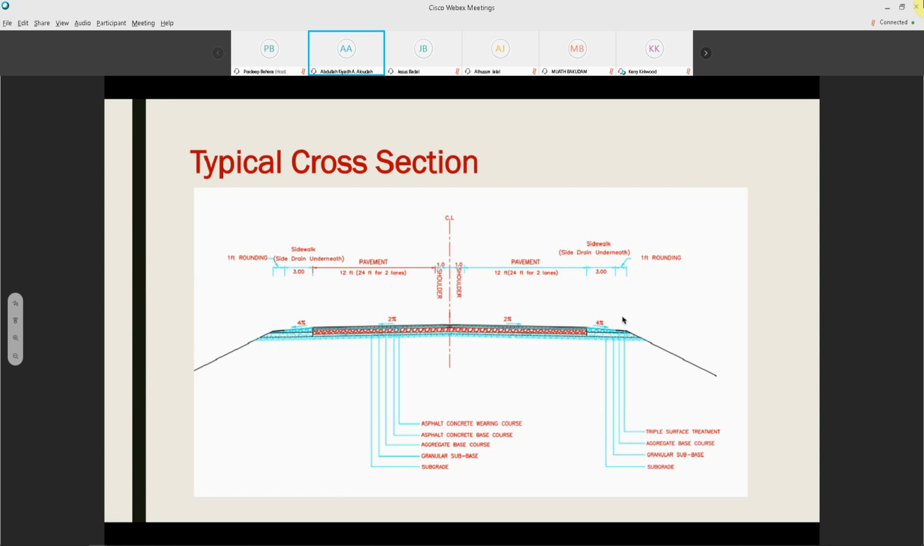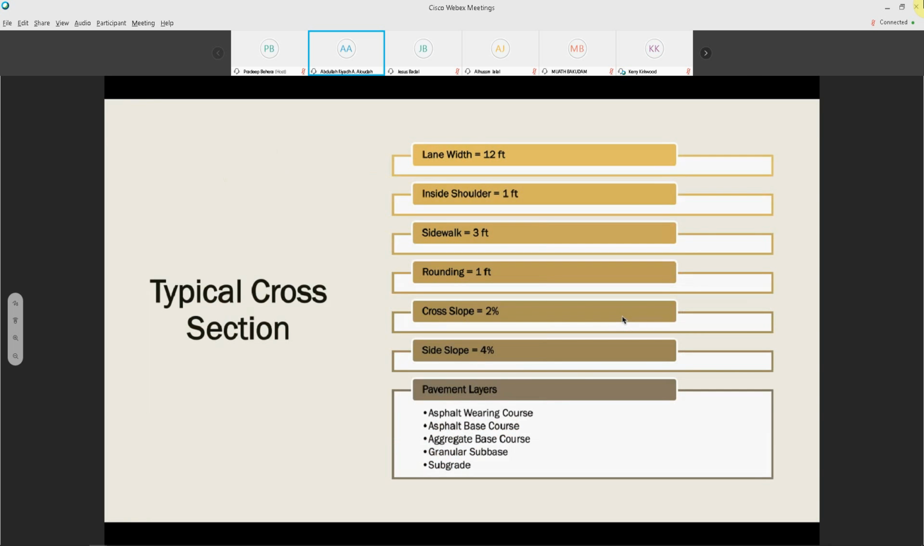Here, as you can see, is the typical cross section. Typical cross section is lane width 12 feet, inside shoulder 1 foot, sidewalk 3 feet, roadway 1 foot, cross slope 2%, side slope 4%.